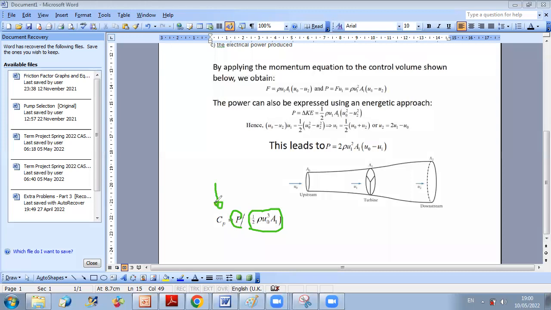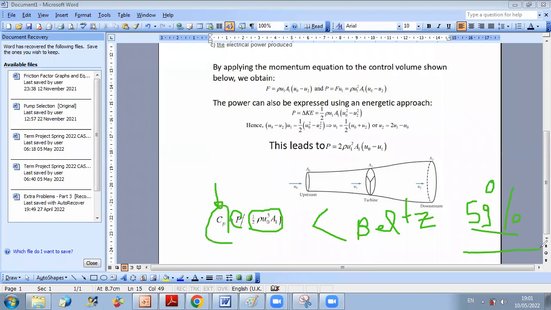And to make sure that you are not making any calculation error, this coefficient of performance should be lower than what we call, if you remember from the course material, the Betz limit. We have seen in the course material, 0.59, that the Betz limit is 59%. So in case in your calculation you got a fraction larger than 59%, be sure that you have a calculation error and you should repeat your calculation. Because the coefficient of performance will always be smaller than the Betz limit.